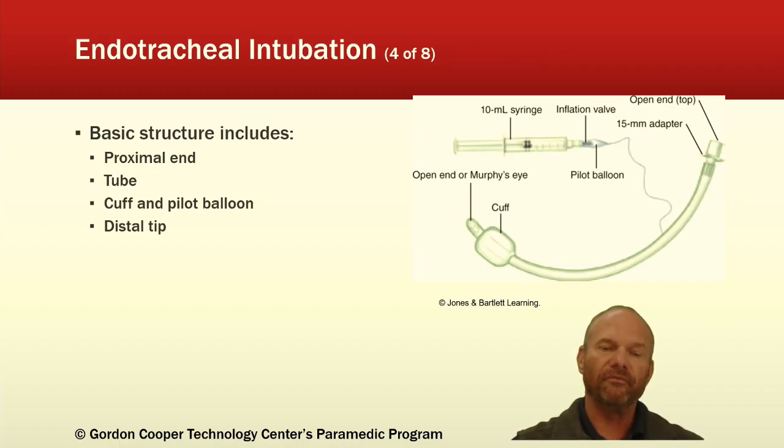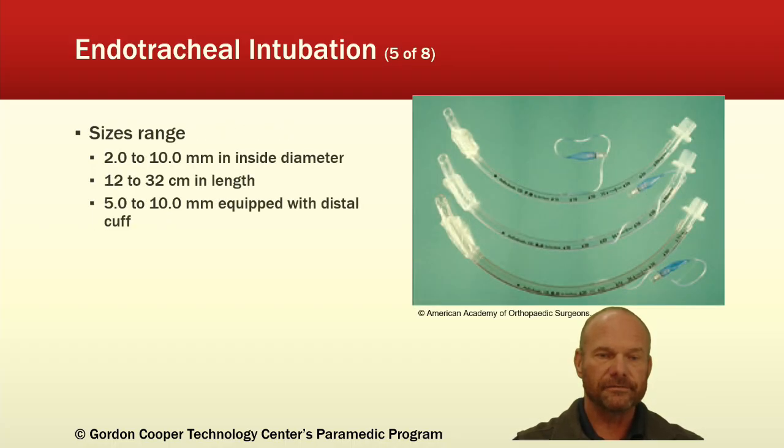And then the distal end. It features a beveled tip to make the insertion easier. It does have a side opening called the Murphy's eye, which allows ventilation even if the tip has become blocked. So even if it becomes blocked with some gunk or blood or whatever, it's still able to get some oxygen to those areas that need it the most.